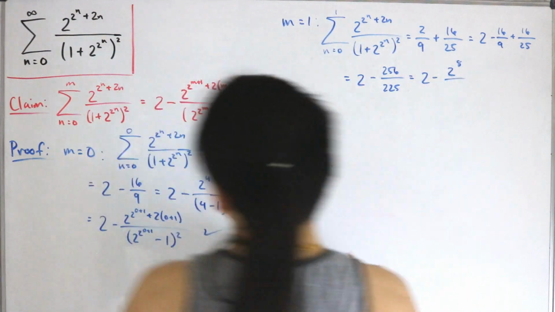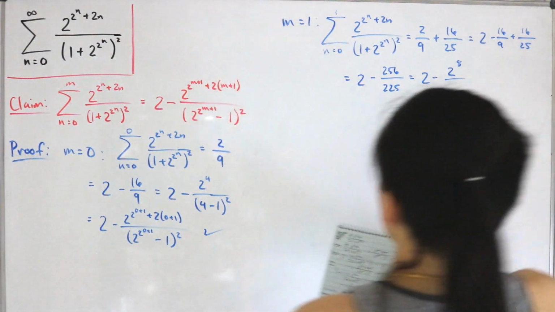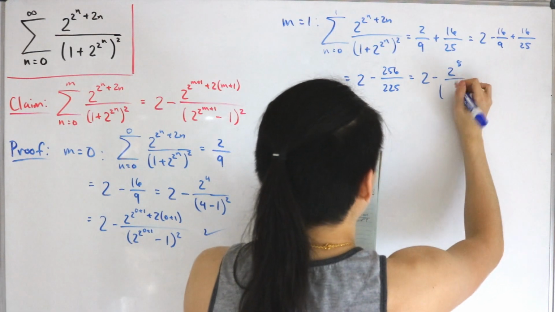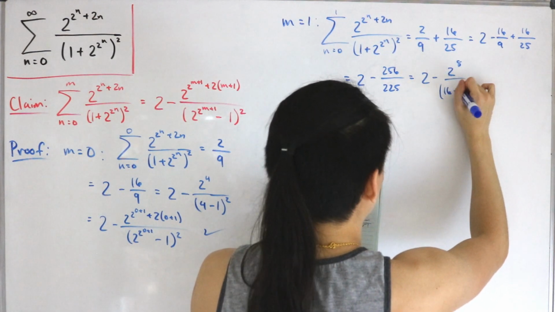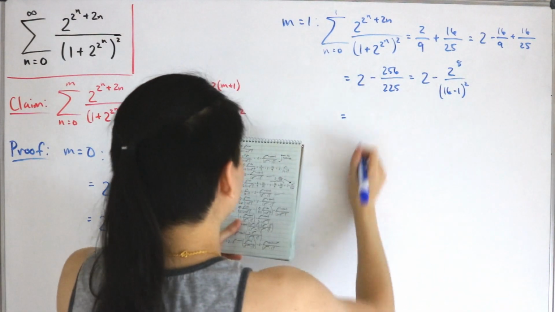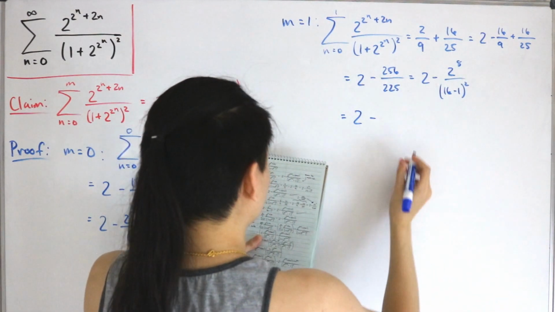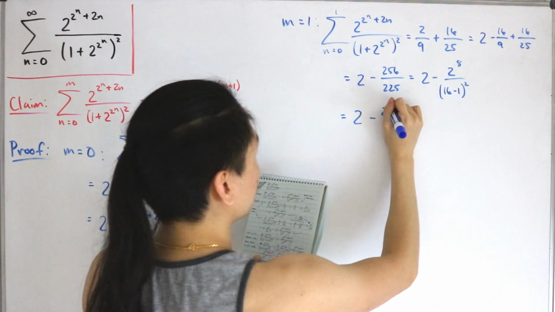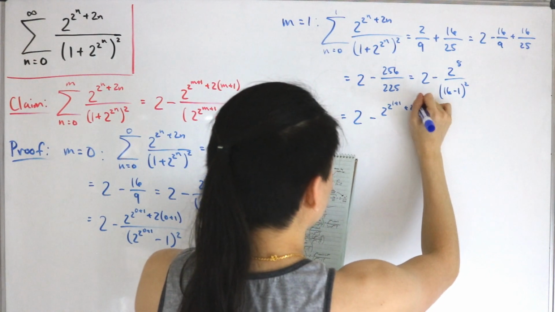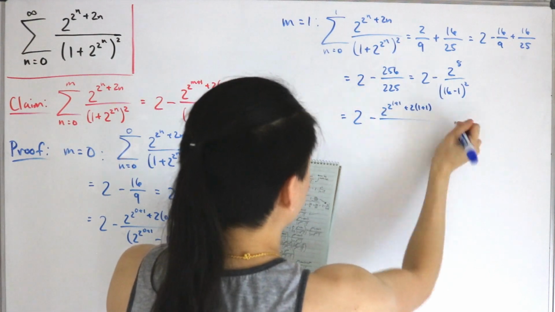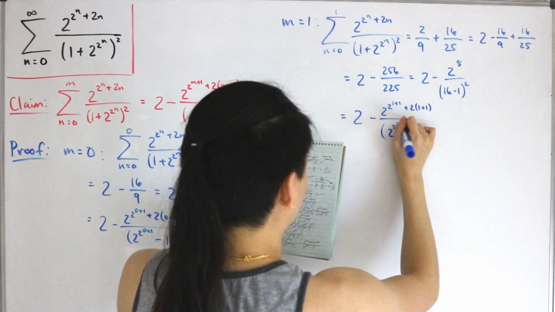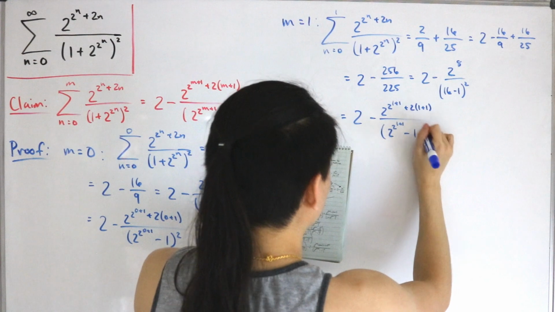But remember, we're just trying to get this in a similar formulation just like here. That's why we have to do a lot of this rearrangement. And on the bottom, I have 15, which is the same thing as 16 minus 1, quantity squared. If you play around even more with that manipulation, we have that this is 2, and then subtract 2 to the power 2 to the power 1 plus 1, plus 2 times 1 plus 1, all divided by 2 to the power 2 to the power 1 plus 1, minus 1, quantity squared.